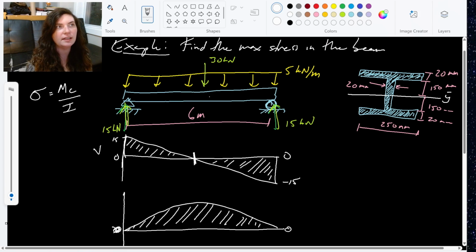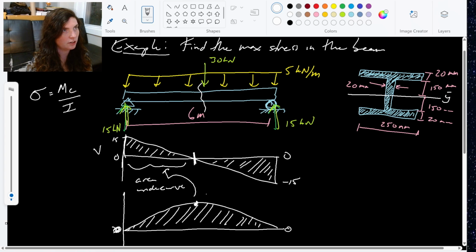So I could go ahead and cut through the beam here and do a whole calculation. Or I could know that this maximum is going to be the value of the area under this curve. Right, area under the curve is going to give me this max moment right here. The area under this curve is, since it's a triangle, 1/2 base times height, 1/2 times 15 times, this occurs exactly halfway through the beam, so 3.